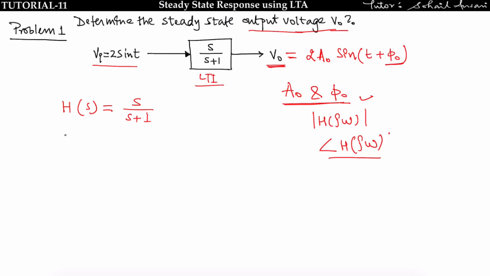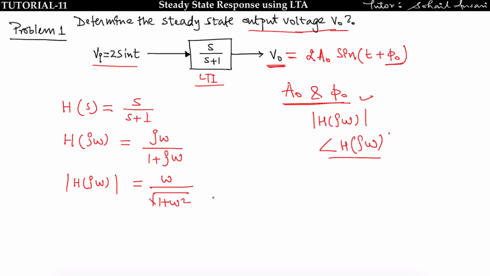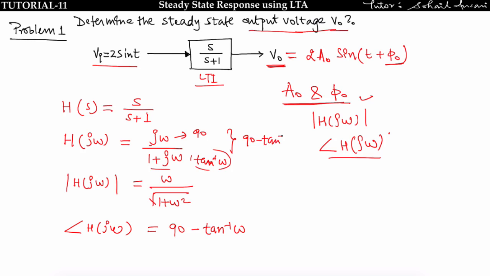Let's find H(j omega). Put s equal to j omega, you will get j omega upon 1 plus j omega. Now the mode of H(j omega) is given by omega upon under root 1 plus omega square. Similarly, the angle of H(j omega) is given by 90 minus tan inverse omega. See, the numerator has angle 90 because of j, and the denominator has angle tan inverse omega. So when it goes to the numerator, overall the angle becomes 90 minus tan inverse omega.